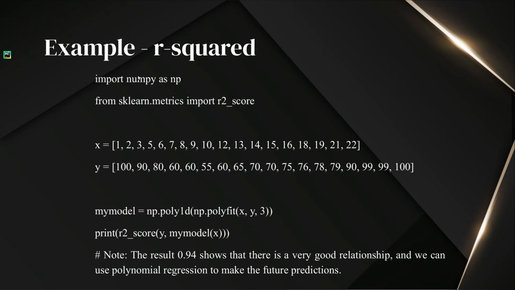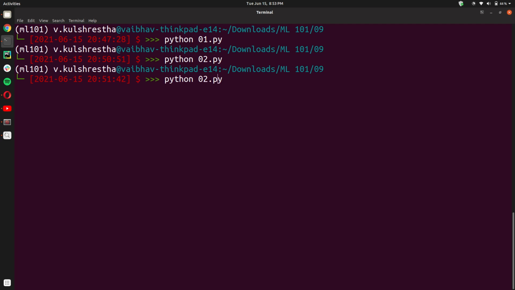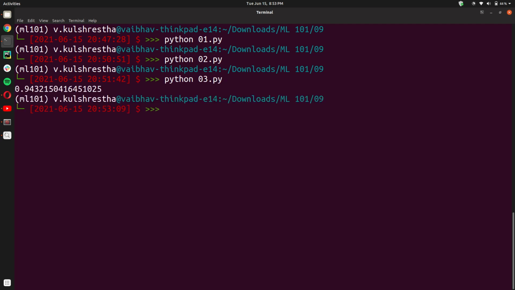Here we are importing the libraries and the necessary functions, creating the lists, creating the line and the model, and then finally using r2_score, which we call from the sklearn.metrics subpackage, we are able to find the r-squared coefficient. You see it is equal to 0.94, almost 1. So this means that the values are highly related and polynomial regression would be a good choice.